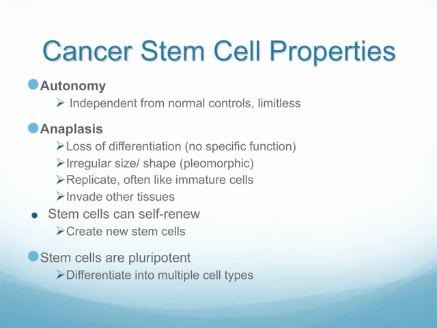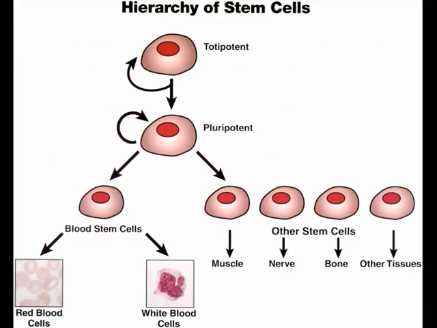They invade other tissues. We talked about some of those components already. They can self-renew and create new stem cells. Stem cells are a type of cell that's pluripotent, which means it can differentiate into multiple different types of cell types. So a stem cell is going to be a cell that can differentiate into different types of cells in the body. For example, our pluripotent type of stem cell here can differentiate into blood stem cells or into other stem cells that will form other tissues, bone, nerves, and muscle.